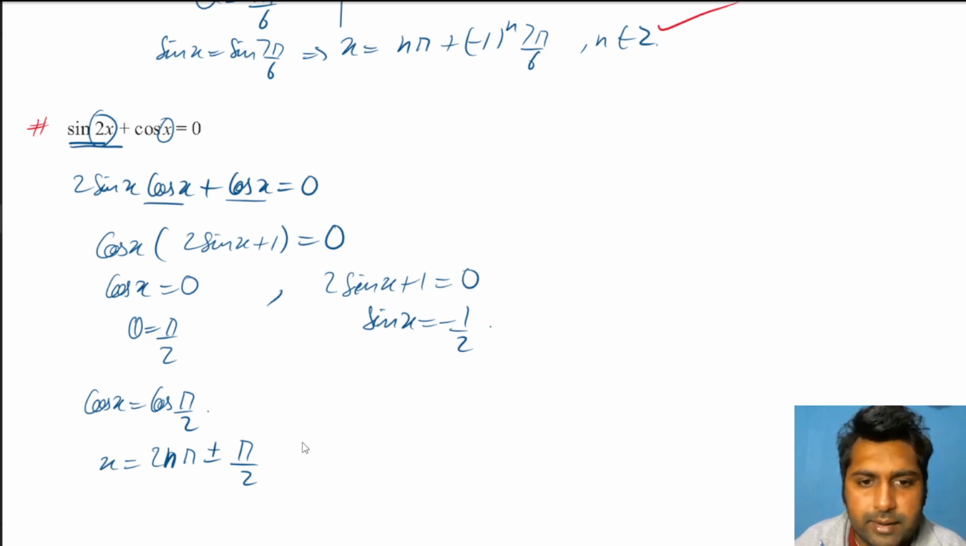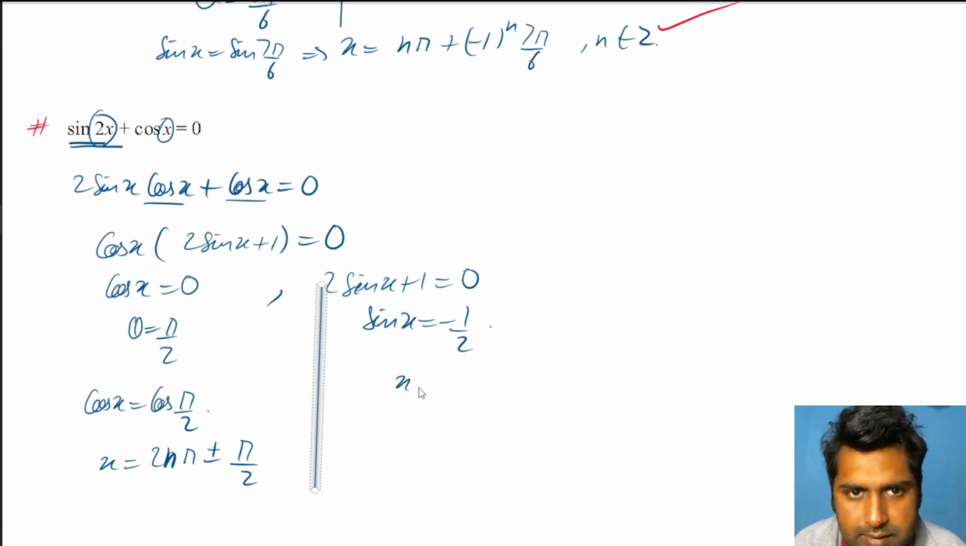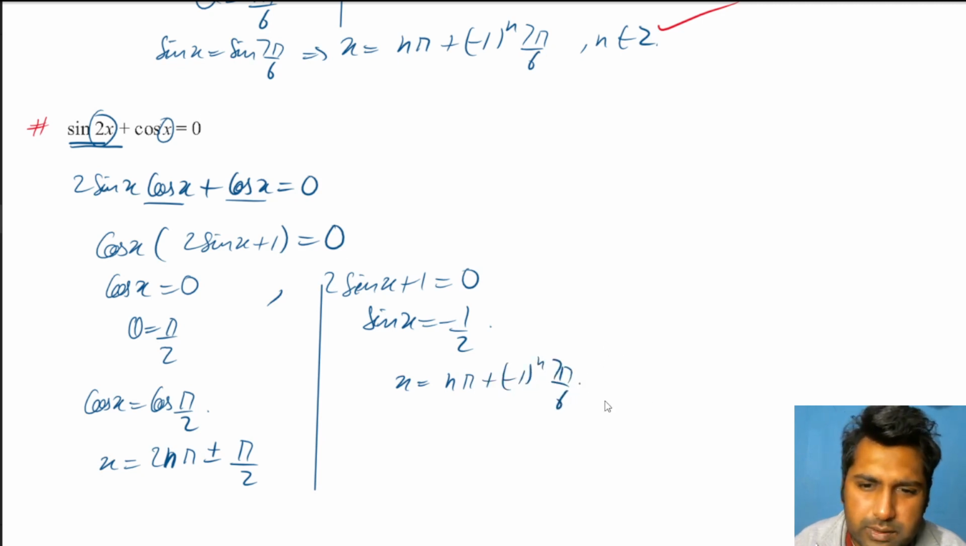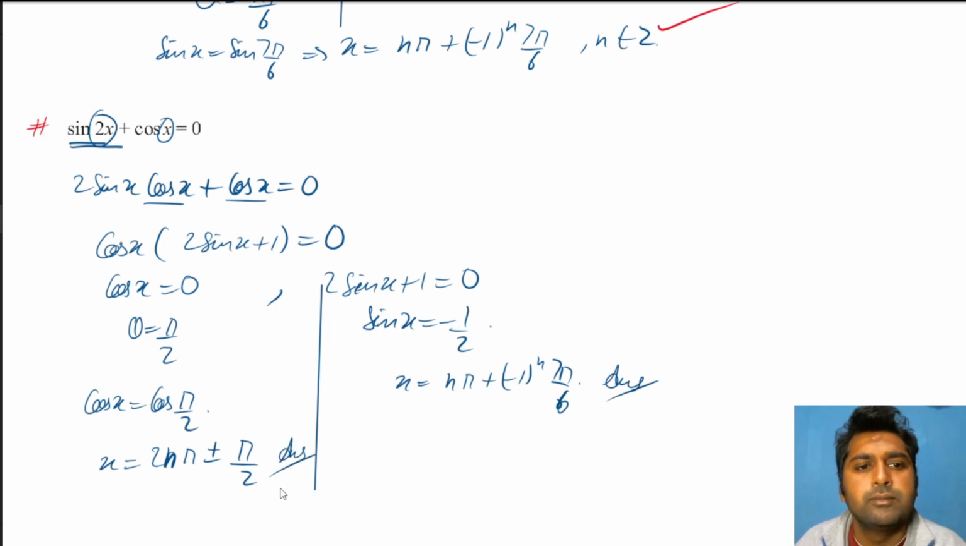That's it, that's the format. Same way for this one, sine x equal to minus 1 by 2. I think we just solved it above. So same thing, x is equal to n pi plus minus 1 raised to power n into 7 pi by 6. So I'm not going to discuss that again. Okay, this is the answer and this is also the answer.